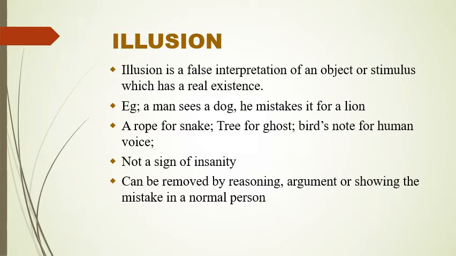another object. Example, sometimes a man sees a dog and mistakes the dog for a lion, a rope for a snake, a tree for a ghost, a bird's note for a human voice, etc. So the basic problem is a false interpretation. And illusion is not a sign of insanity, and normally illusion can be removed by reasoning, argument, or showing the mistake in a normal person.